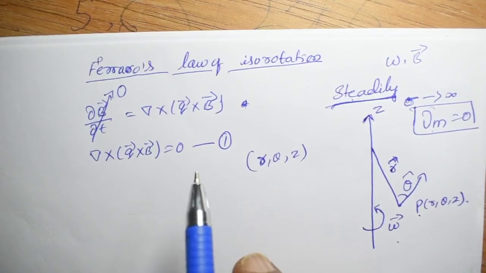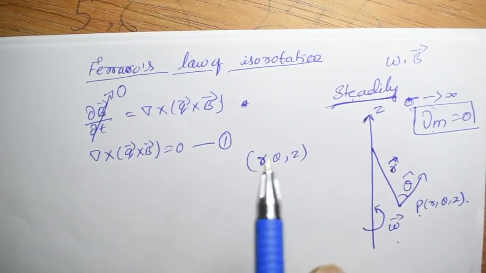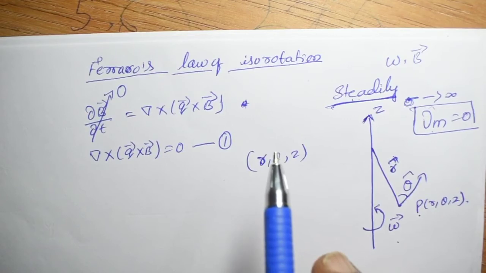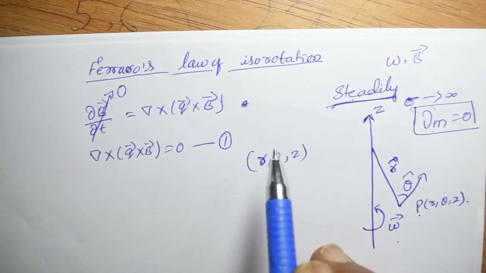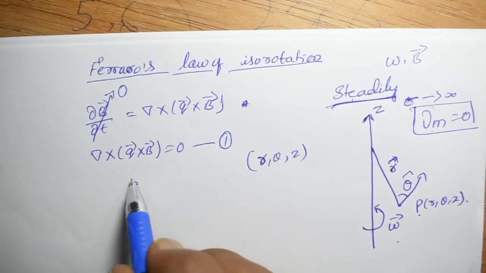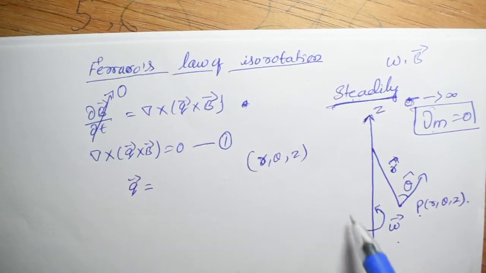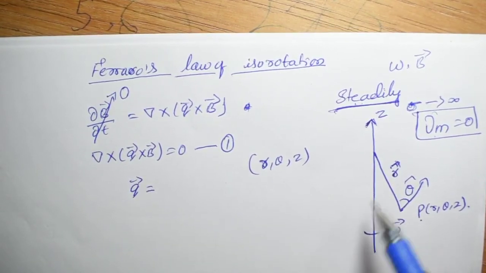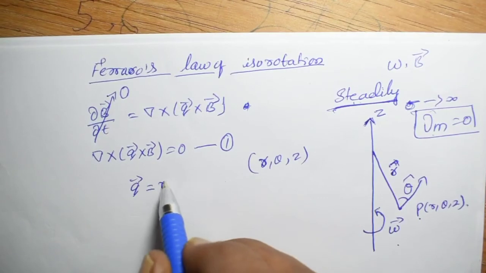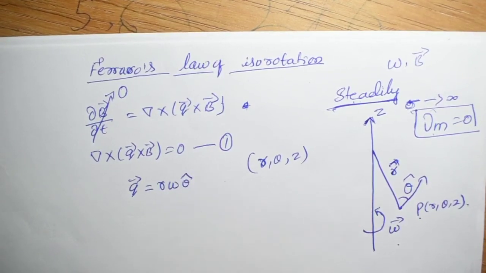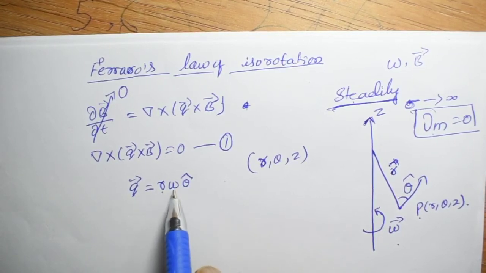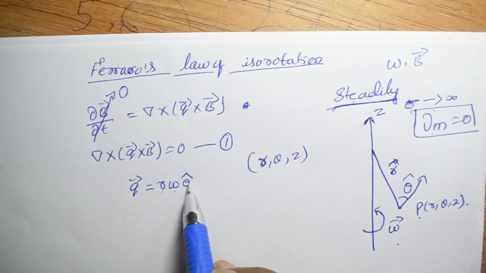They have given that the motion of the fluid is only due to rotation, okay? So your velocity q must be equal to the angular velocity. Rotation means it depends on theta. That's why r into omega into the unit vector theta cap, right? So the velocity is given by r omega theta cap.